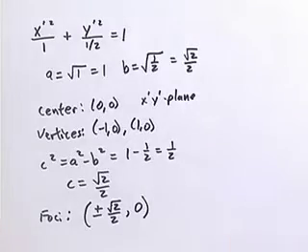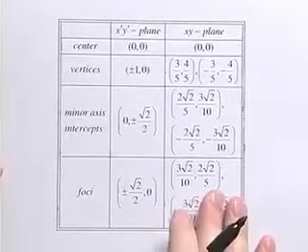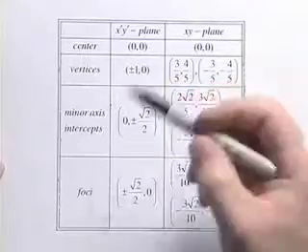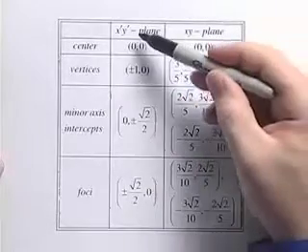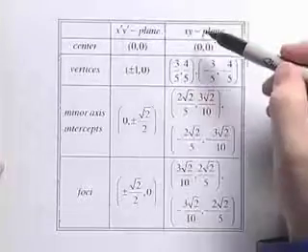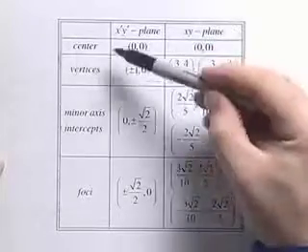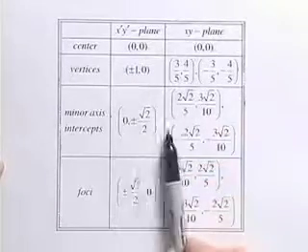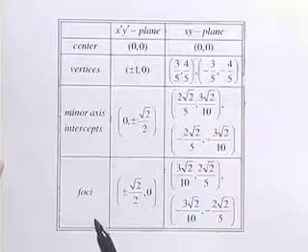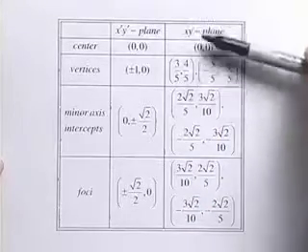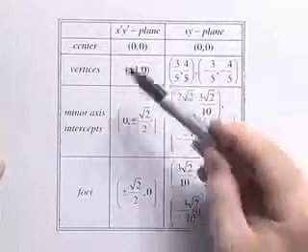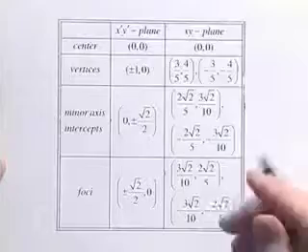We can summarize all the information that we've obtained at this point in a table. Here we have the center, vertices, minor axis, intercepts, and the foci. We've got our x prime, y prime plane, and then the xy plane. So our center is at 0, 0 in both cases. You can see how the vertices are different, the intercepts are different, and the foci are different. We've rotated from the xy plane to the x prime, y prime plane. We're going to use this information to sketch a graph now.